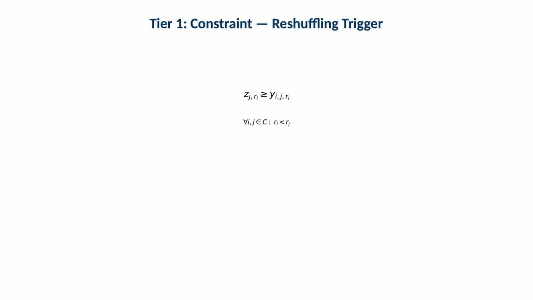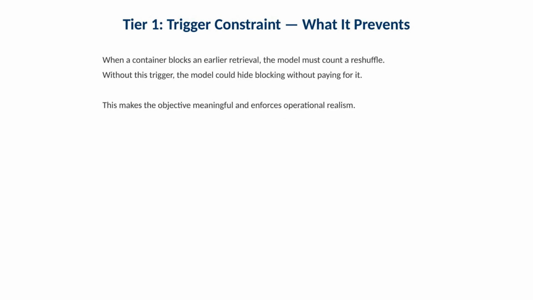This slide introduces the reshuffling trigger constraint. It links a detected blocking relationship to the requirement that a reshuffle must occur at the time of retrieval. Operationally, it prevents a common modeling failure, recognizing blocking but not charging the plan for the work required to fix it. When a container blocks an earlier retrieval, the model must count a reshuffle. Without this trigger, the model could hide blocking without paying for it. This makes the objective meaningful and enforces operational realism. If you want to minimize reshuffles, the model has to count them whenever blocking occurs.